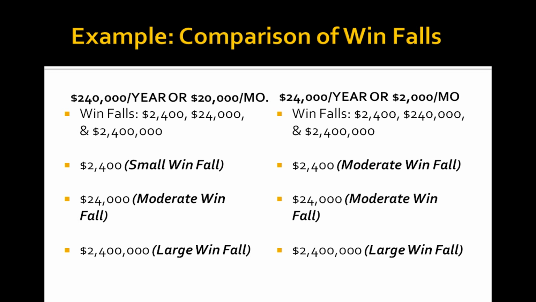So we're going to take the same numbers and apply them to the one on the right. And what you guys are going to see is the $2,400, which was a small windfall for the one on the left, is actually a moderate windfall for the one on the right, remembering that $2,000 is the monthly income. Now, $24,000 is exactly what their yearly income is, so that is going to be considered a moderate windfall. Now, for the $2.4 million, that is going to be considered a large windfall.